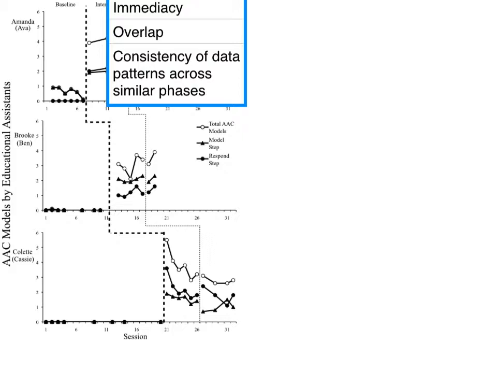Because the teachers can just model even if the child's not taking turns. Okay, and then we see the immediacy of effect is with all three, and the consistency of data pattern across phases, across these similar phase changes. We see that consistency, right? We see the low stable baselines and then the immediate upward level change across 3 participants.